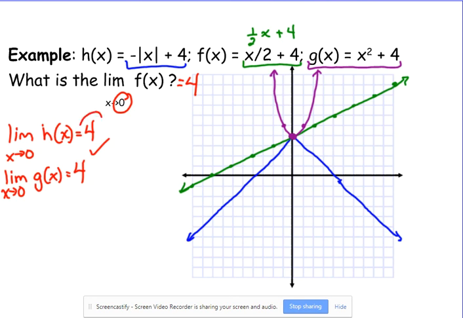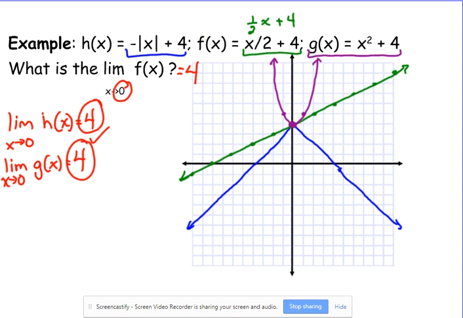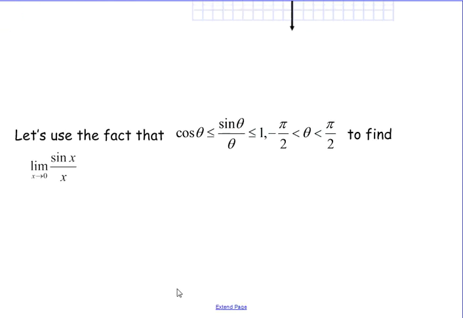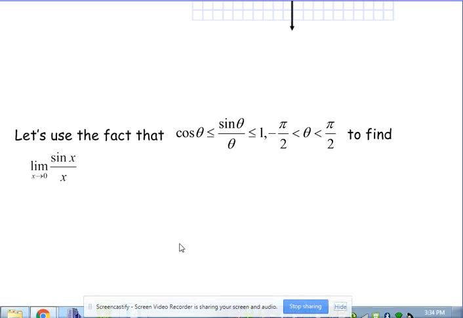But here's the key. These have to be the same value. Okay, these have to be the same value. I cannot stress that enough. They have to be exactly the same. Okay, let's use it. Let's get a little bit more interesting here. Let's use this to prove or find the limit as x approaches 0 of the sine of x over x.